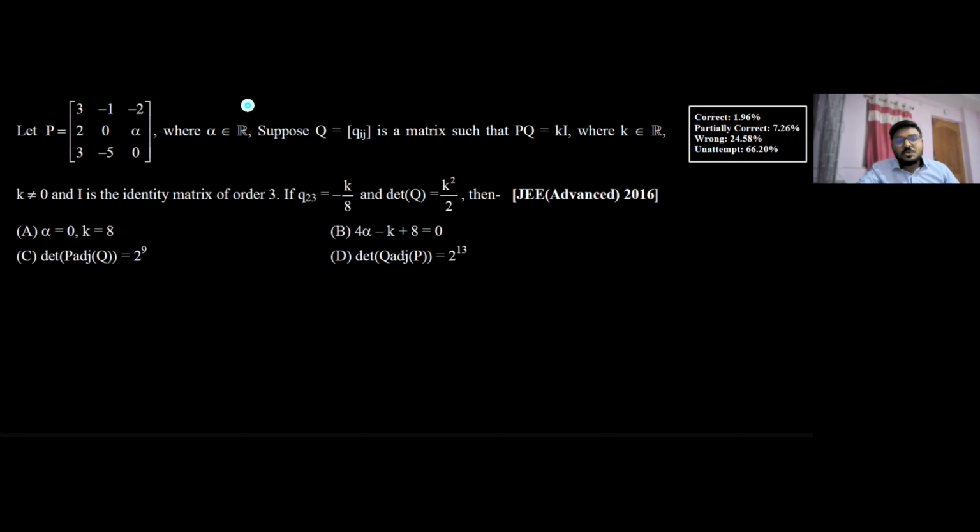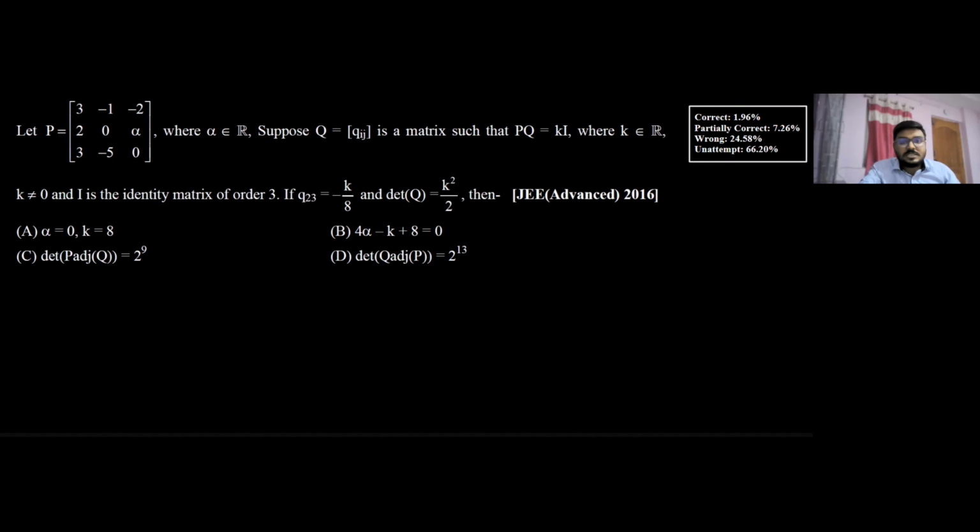Hello, students. So here we are going to discuss a question of a matrix which came in JEE Advanced 2016. And this is supposed to be one of the toughest questions in the past 10 years. Why? Because this is the data which is released by JEE Advanced, which says that only 1.96% students gave answer correctly and partially correct only 7.26% students. 24.58% students gave wrong answer, and it is unattempted by 66.2% students.